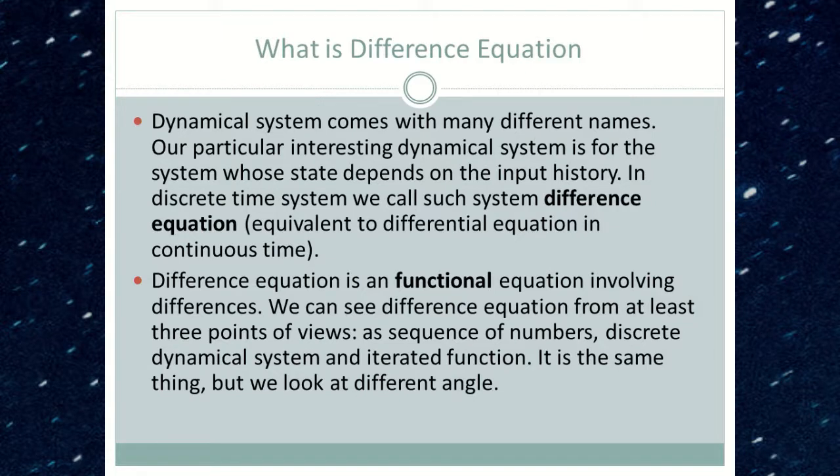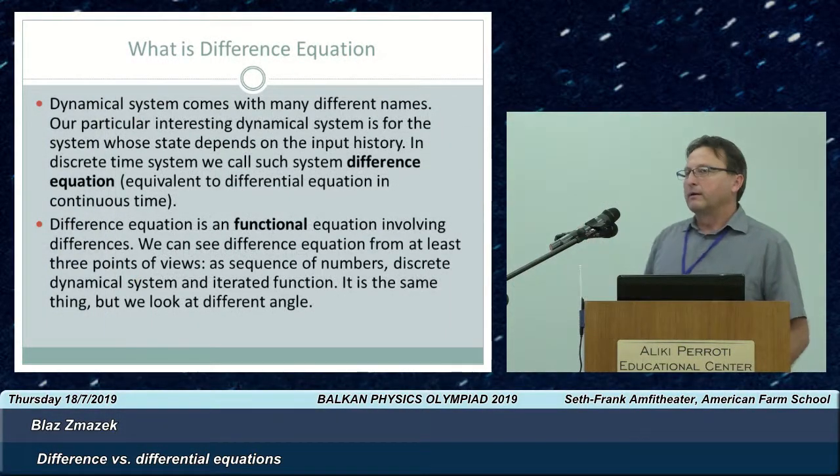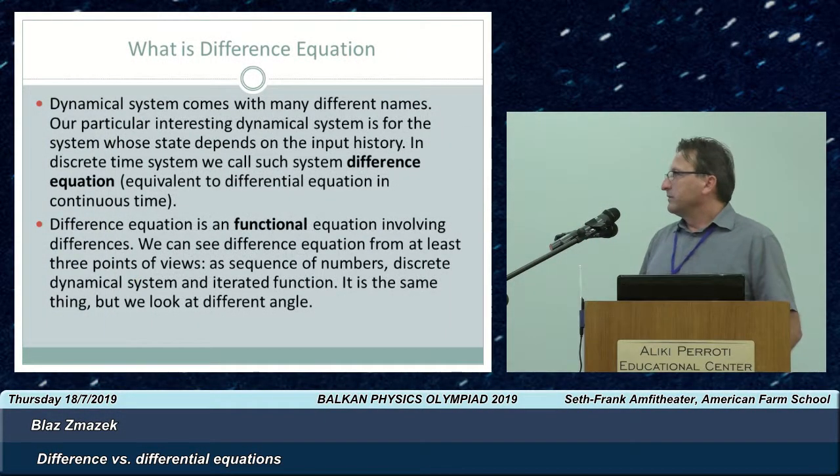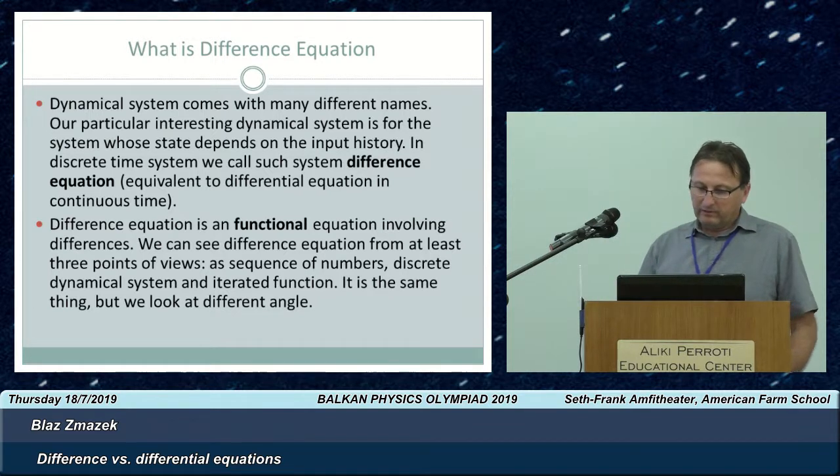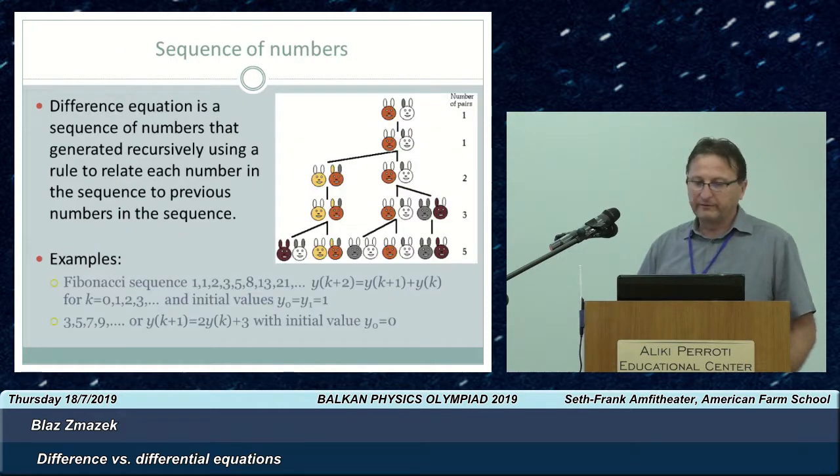The difference equation, or a dynamic system, which is the same, can be seen from at least 3 points of view. The first point is a sequence of numbers, the numbers over each time, or a discrete dynamic system, as we presented in the example before, or an iterated function. It's all the same, but we can look at it from different angles.